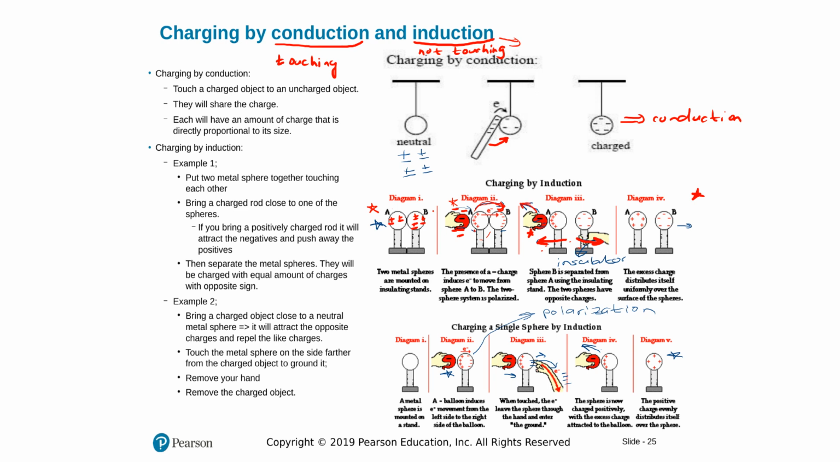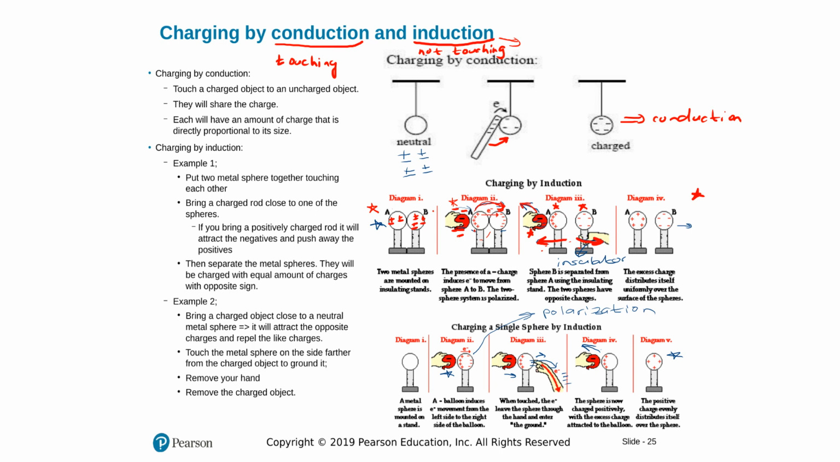Whatever negative charges went to B will stay there. So B will be overall negatively charged and A will have an excess of positive charges, because a lot of negatives already moved to B. That's called charging by induction. Without touching the balloon, I caused A and B to be charged. There are different ways of doing this, but that's the general idea.